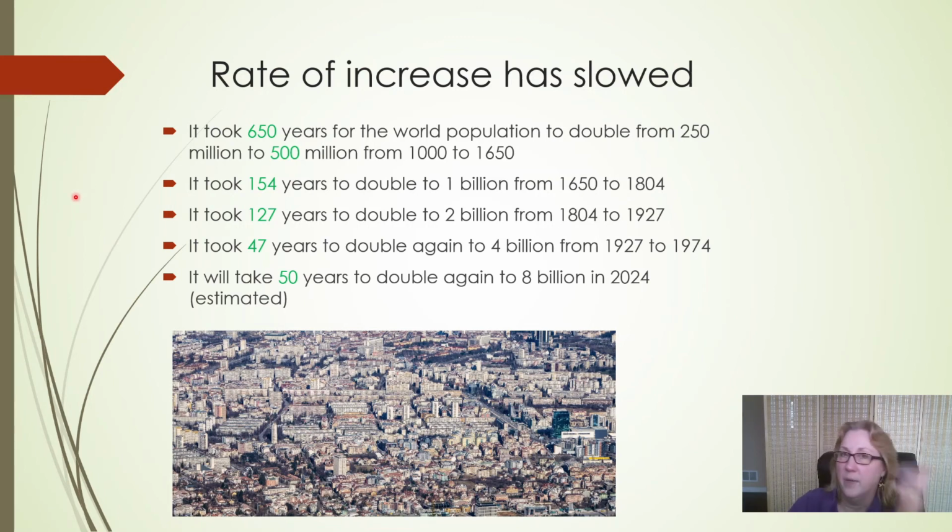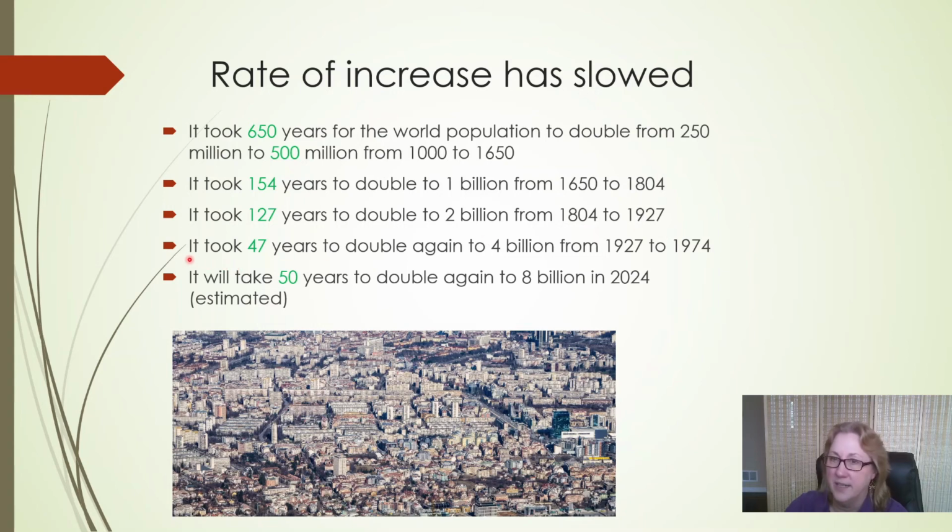Another way to look at it is the rate of doubling of the human population. It took a really long time in the past, thousands of years, for the human population to double. Going from the year 1000, there were about 250 million people in the world, to 1650, where there were 500 million. So it took 650 years for the population to double. Then for it to double again only took 154 years, doubling to 1 billion by 1804, and then 127 years to double again to 2 billion by 1927.